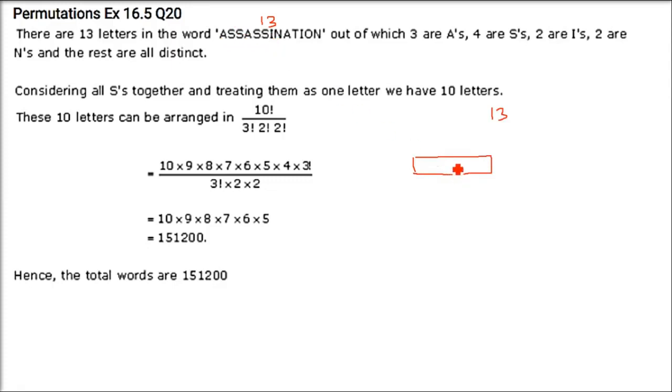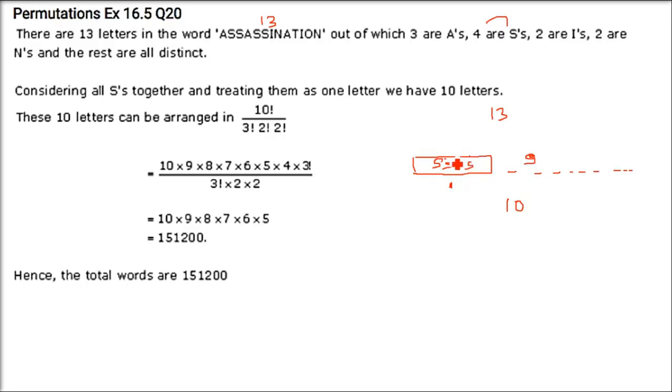1, 2, 3, 4. Now keep them in a box and consider this as one position. All these 4 in one box, considered to be one position. When you take 4 out of 13, 9 positions are left. So 9 positions and 1 position for this box. So 10 positions are there.